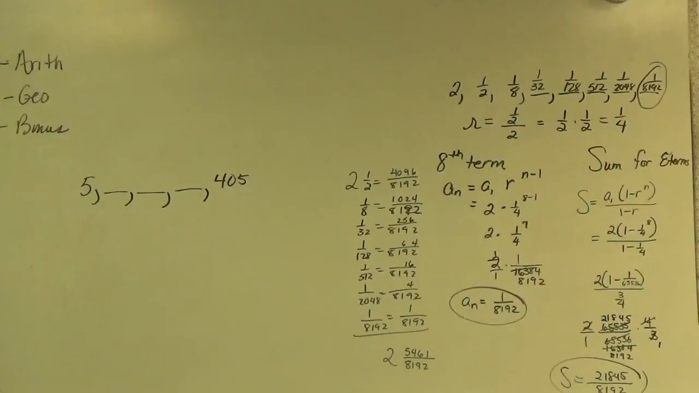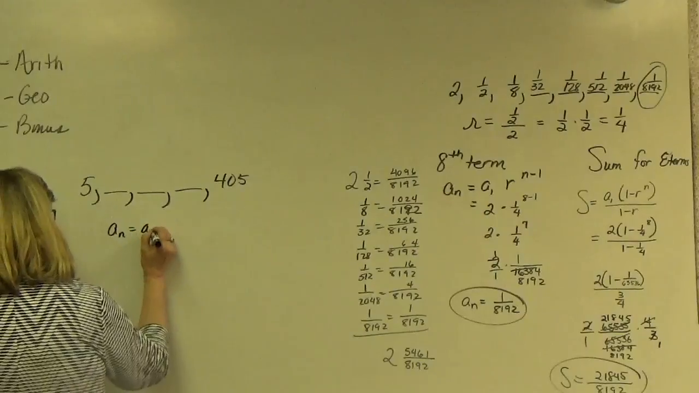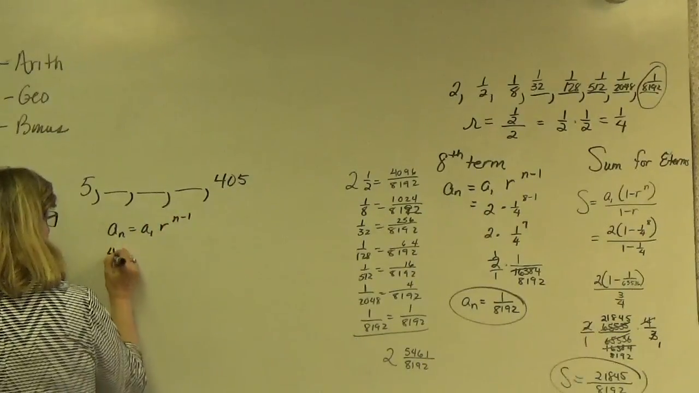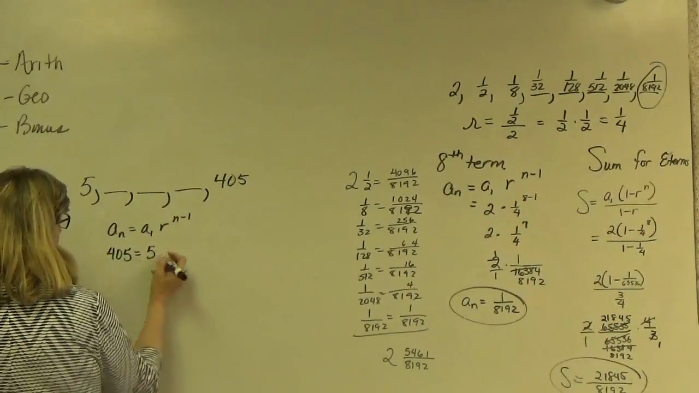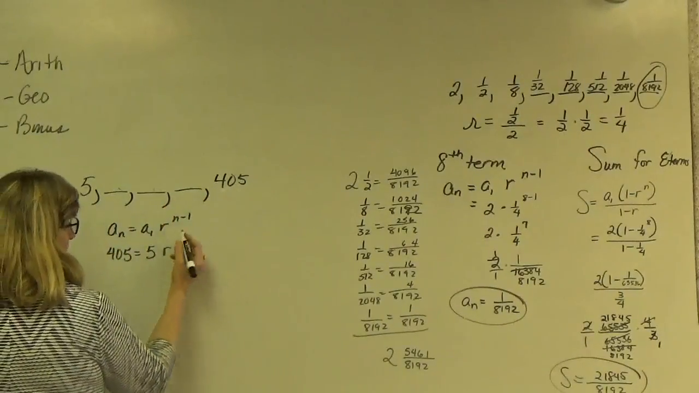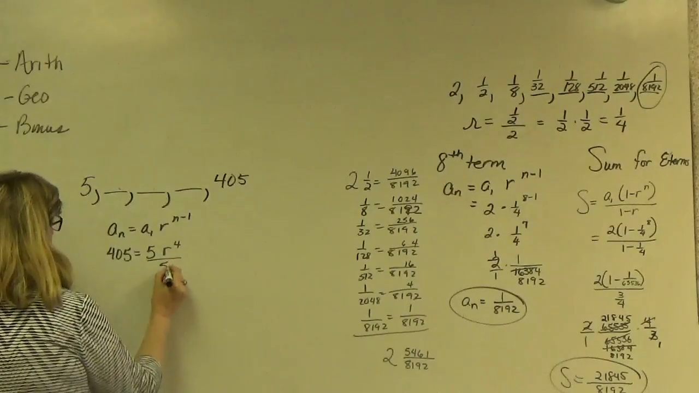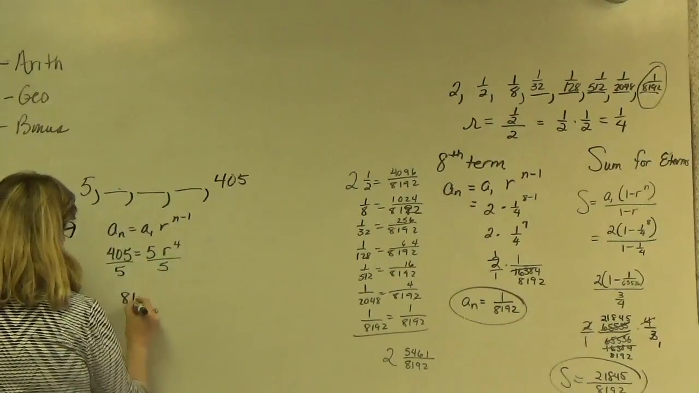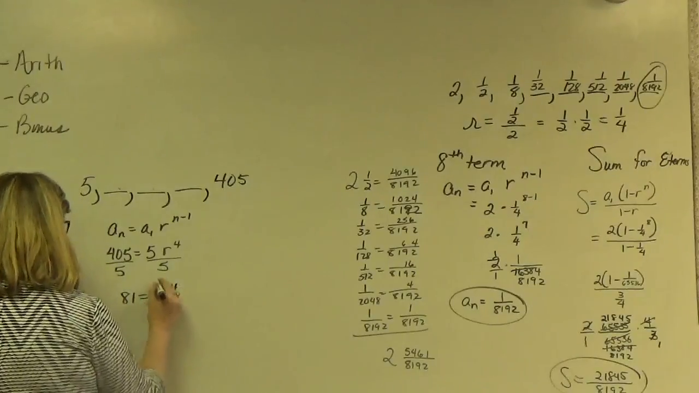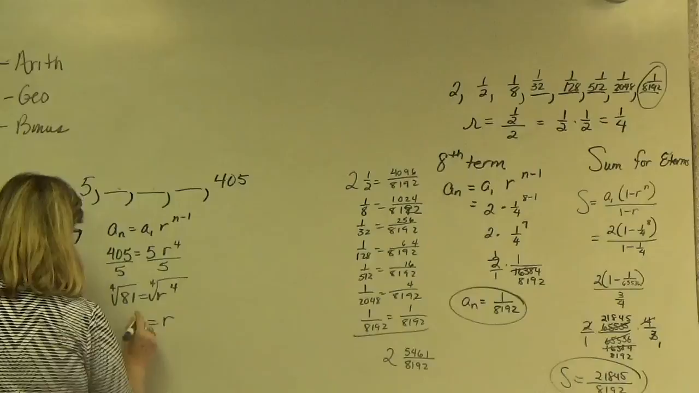Okay, so we need to figure out what's in the blanks. So our last term is 405. Our first term is 5. The ratio we don't know, and there's 1, 2, 3, 4, 5. So it'd be 4. So divide by 5. Take the 4th root. What's the 4th root of 81? But wouldn't it be a plus or minus 3?